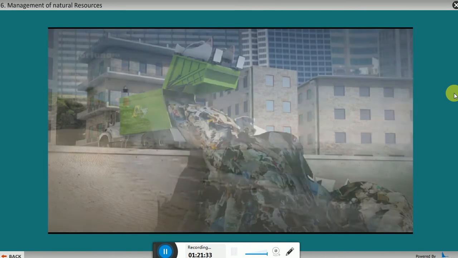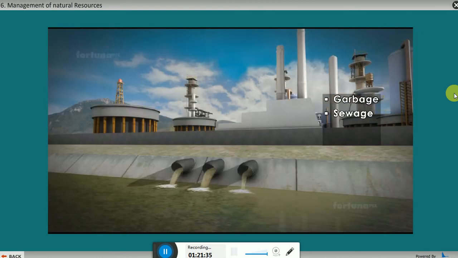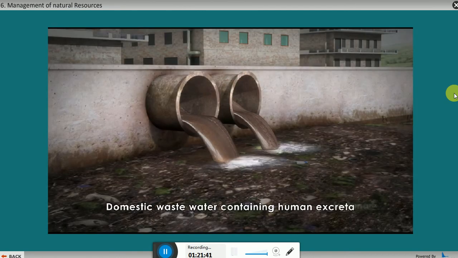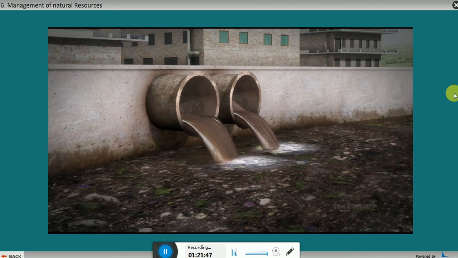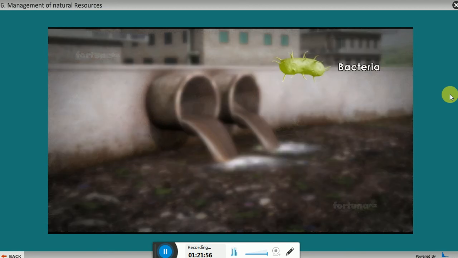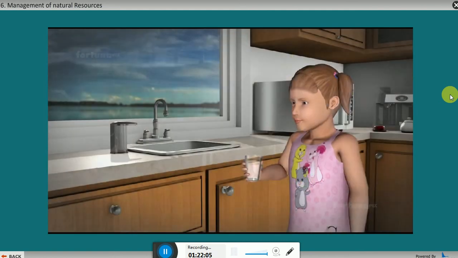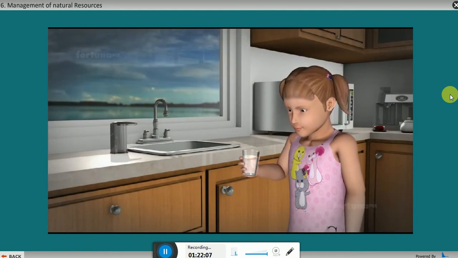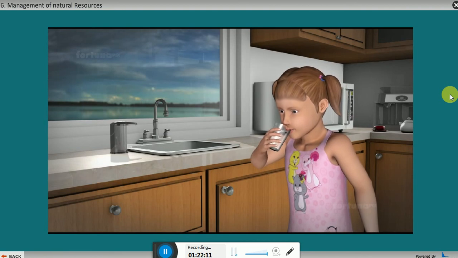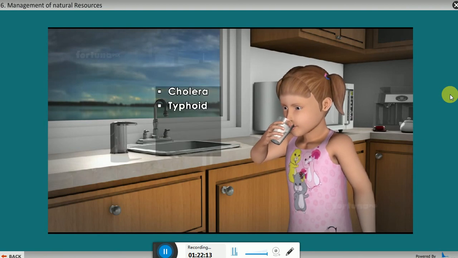Garbage, sewage, and industrial waste are the major pollutants of water. Domestic wastewater containing human excreta is called sewage. Untreated sewage is sometimes dumped into rivers and lakes, creating a very toxic environment. Harmful microorganisms such as bacteria, fungi, and protozoa from the sewage enter the bodies of water through this waste. When such polluted water comes in contact with our drinking water, it contaminates it and causes cholera, typhoid, diarrhea, jaundice, and dysentery.